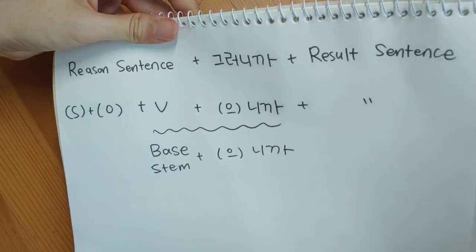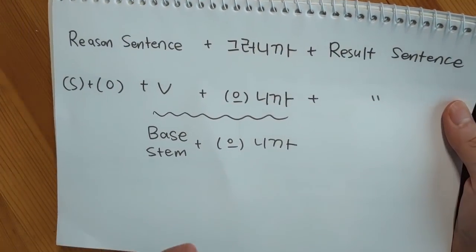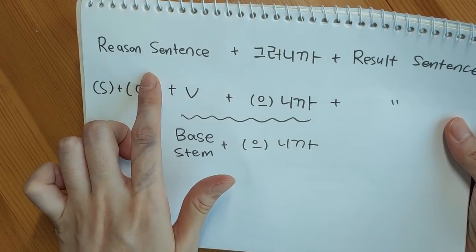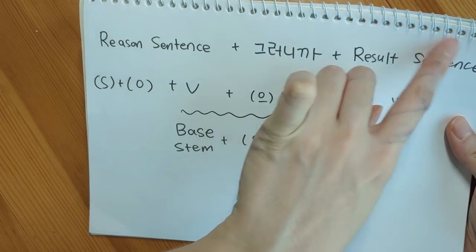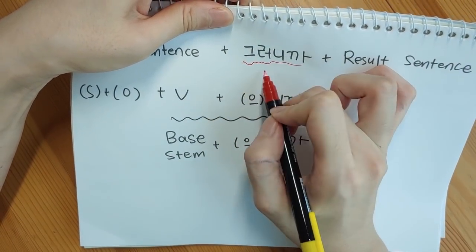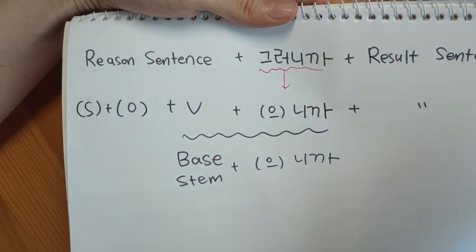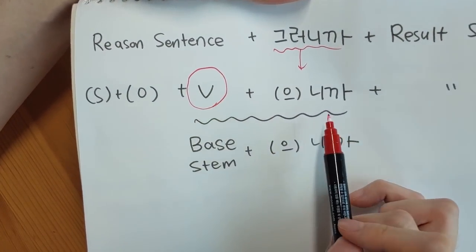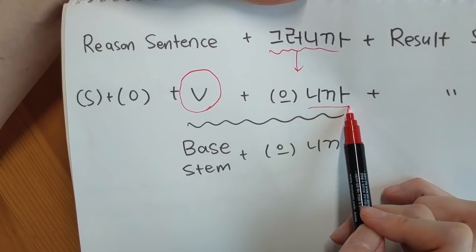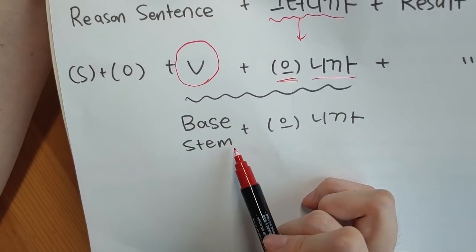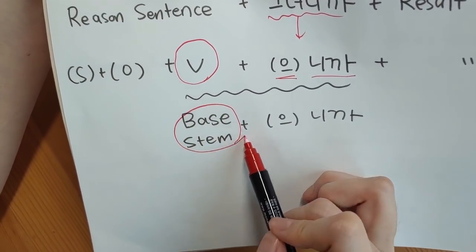So the structure is the same, like how it's used is same with 그래서. So basically, reason sentence comes first and 그러니까, result sentence. And 그러니까 can also be turned into a conjunction by getting attached with the verb and then changing its form to 니까 or 으니까. And how you can do it is you take out the base stem.